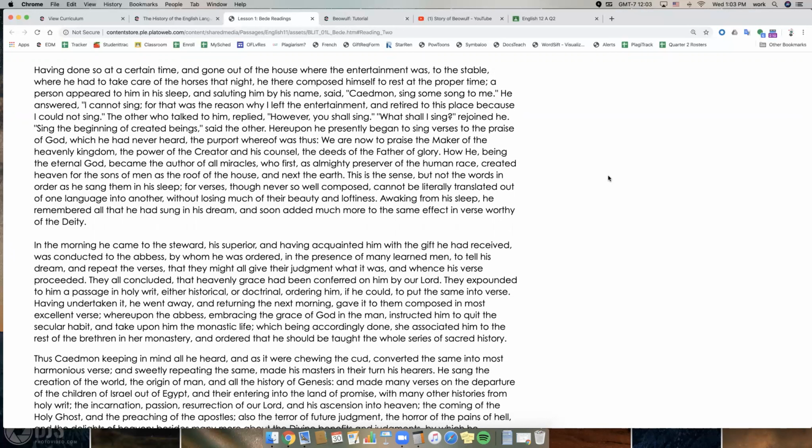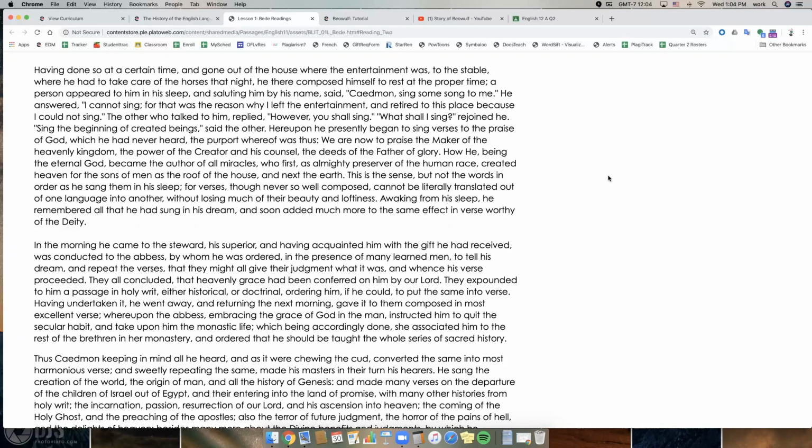Hereupon he presently began to sing verses to the praise of God, which he had never heard, the purport whereof was thus. We are now to praise the Maker of the heavenly kingdom, the power of the Creator and his counsel, the deeds of the Father of glory, how he, being the eternal God, became the author of all miracles, who first, as almighty preserver of the human race, created heaven for the sons of men as the roof of the house, and next earth.